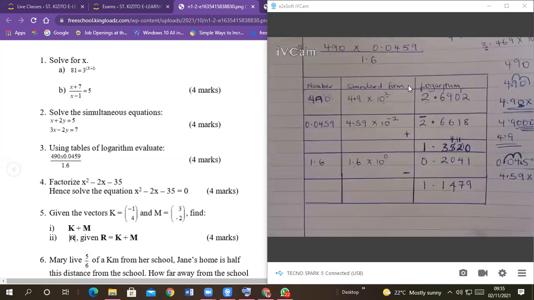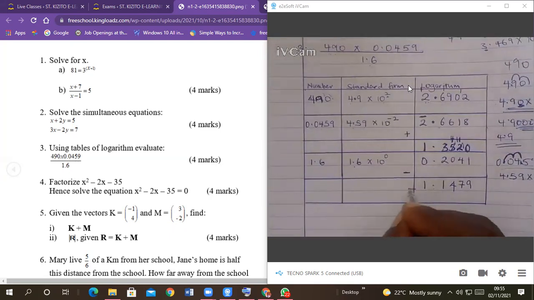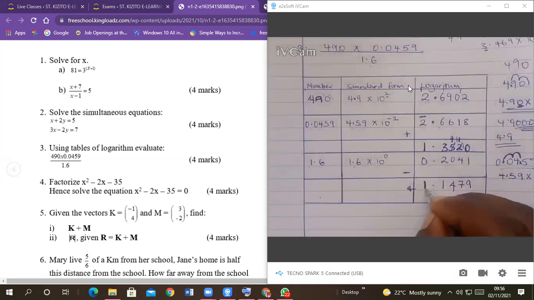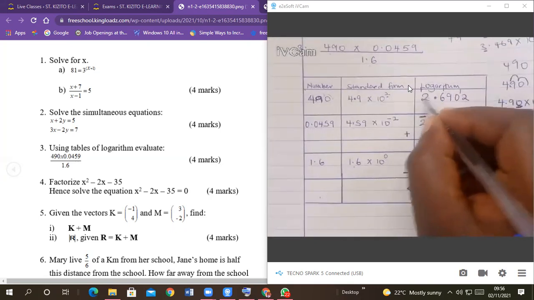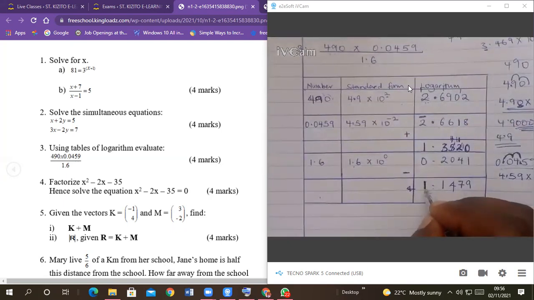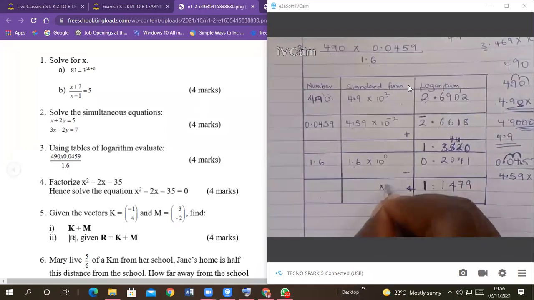Now, in this second column, we go back, because we have to find the answer not in logs, but as a number. So now we go back and write it in standard form. For us to find the standard form of this, there are two things that we are going to do. The first thing is that these numbers which were here came from powers. Even this number which is here is a power, and that number is a power of what? Of 10.